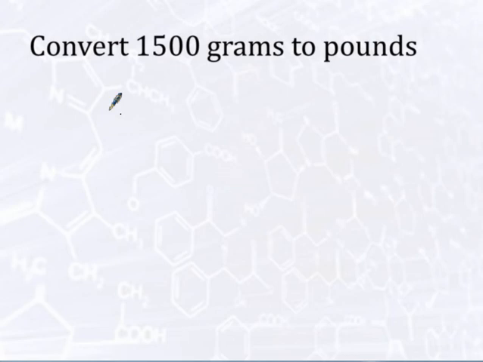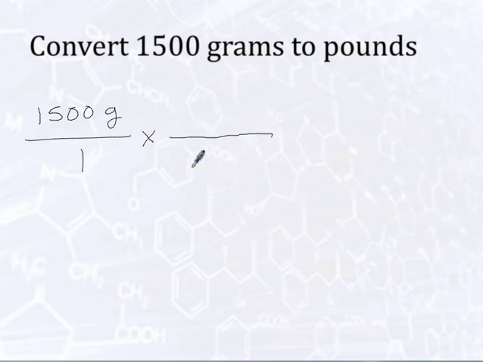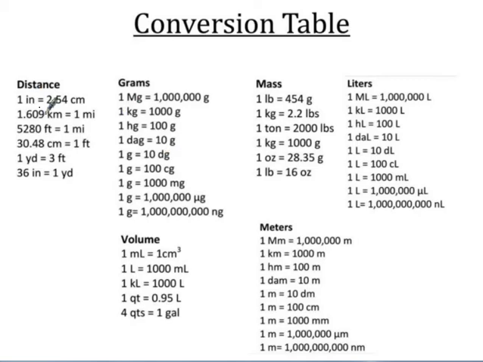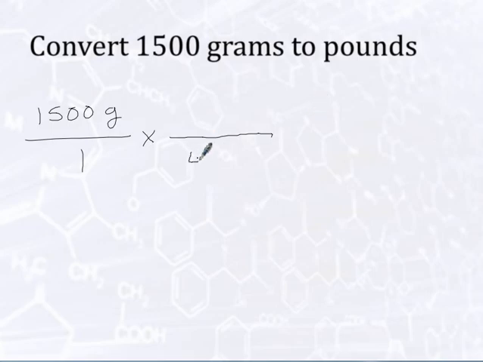Alright, let's take a look at the next problem. If I have 1,500 grams, I want to know how many pounds that is. So I take 1,500 grams and I place it over 1. Now, let's go to our conversion tables and see how grams and pounds are related to each other. It's not in grams. Let's go over here. Oh, there it is. 1 pound equals 454 grams. So 454 grams is going to go on the bottom, 1 pound on top, and I cancel out my units.